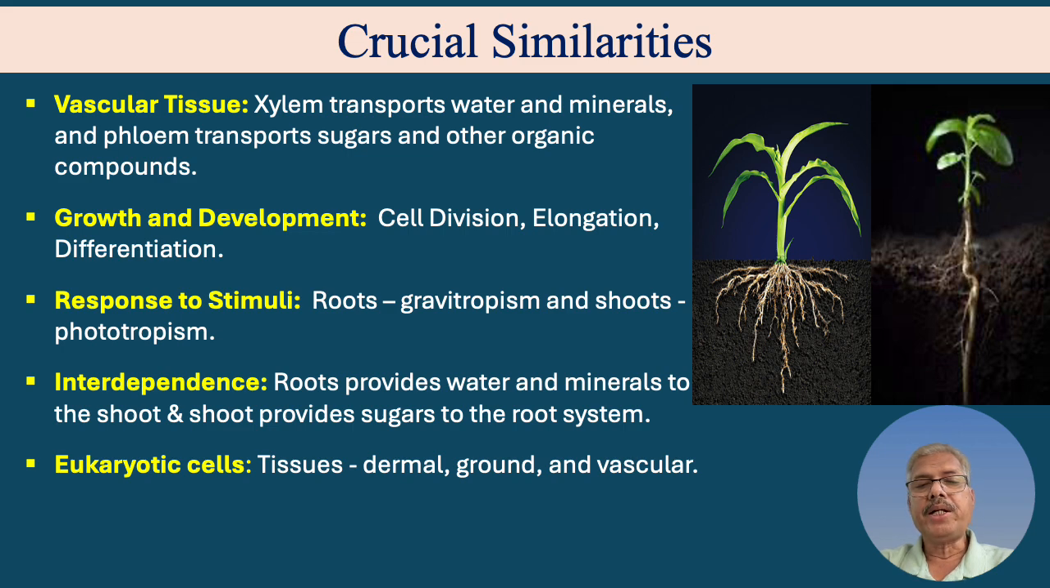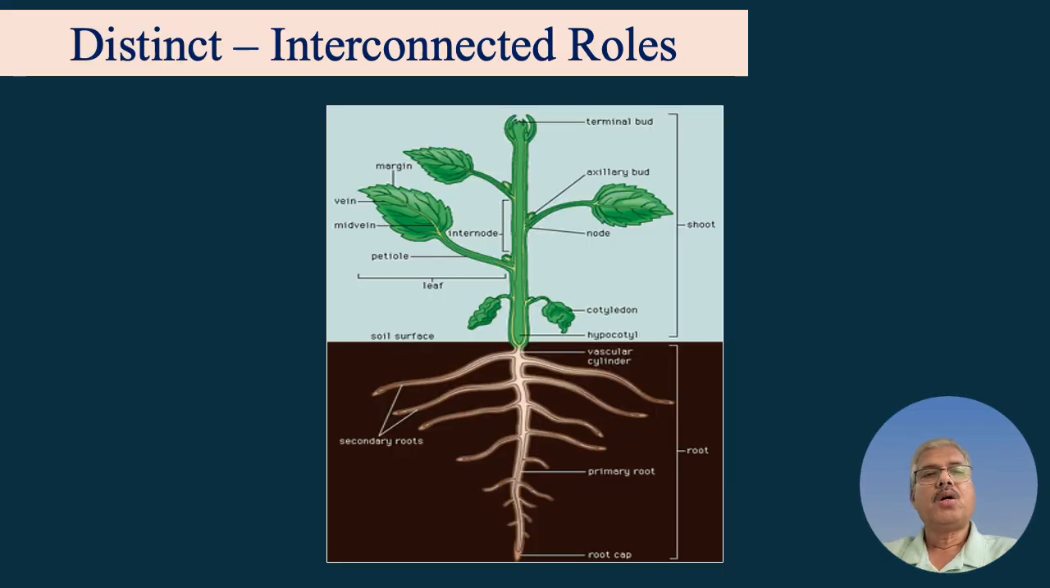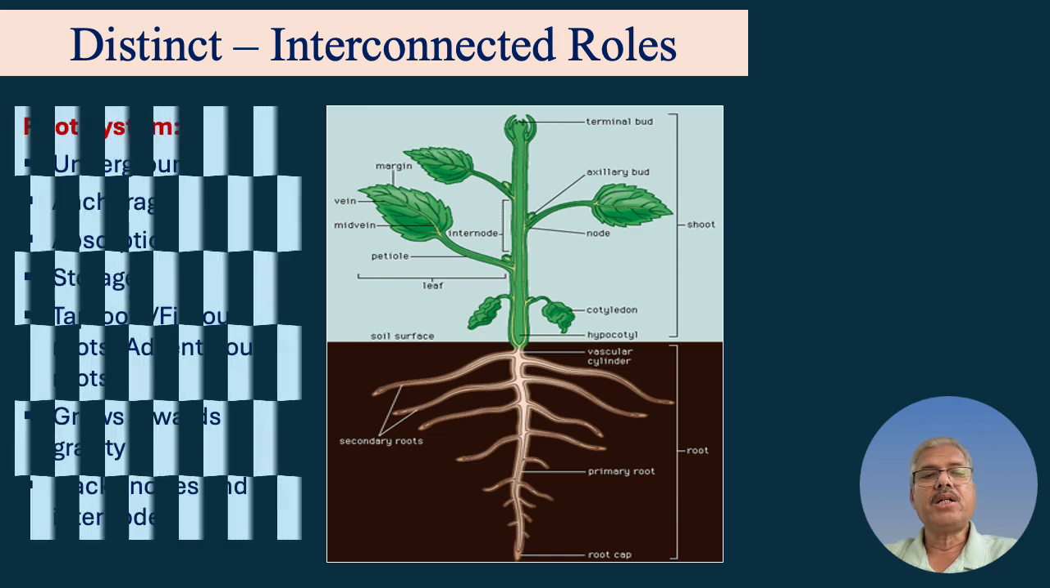Both systems are made up of eukaryotic cells and share basic cell structure. Both systems contain similar types of tissue such as dermal, ground, and vascular tissues. Both systems originate from the plant embryo during seed germination. The radicle develops into the root system and the plumule develops into the shoot system. Root and shoot systems are the two primary organ systems of the plant body, each playing a distinct and interconnected role. But here are some of the differences between the two. The root system is typically underground.